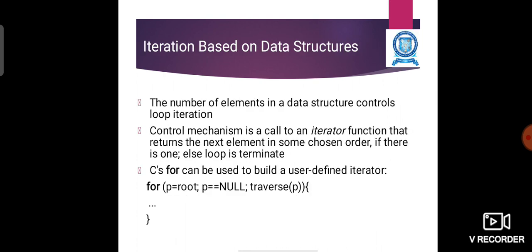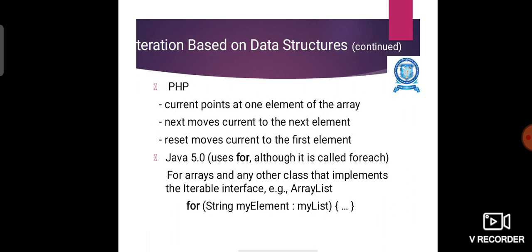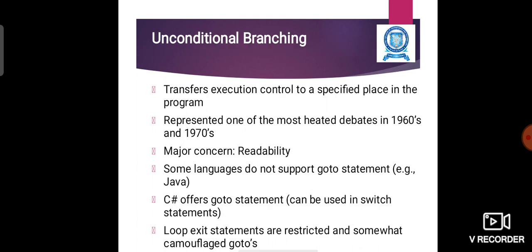The number of elements in a data structure controls the loop iteration. The control mechanism is a call to an iterator function that returns the next element in some chosen order if there is one, else the loop will be terminated. In PHP, current points at one element of the array. Next moves current to the next element. Reset moves current to the first element. So this will be implemented in PHP. And in Java there is another kind of implementation for looping. Unconditional branching will transfer the execution control to the specified place without checking any condition.